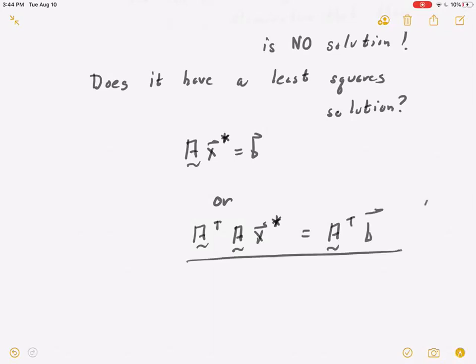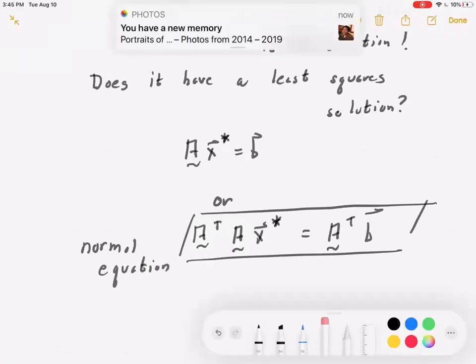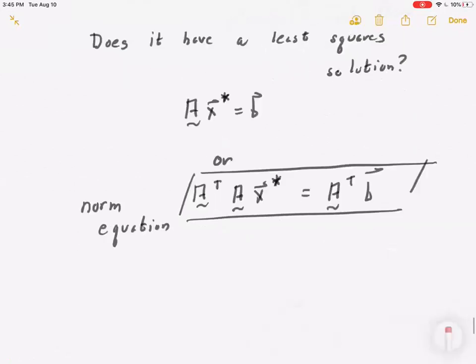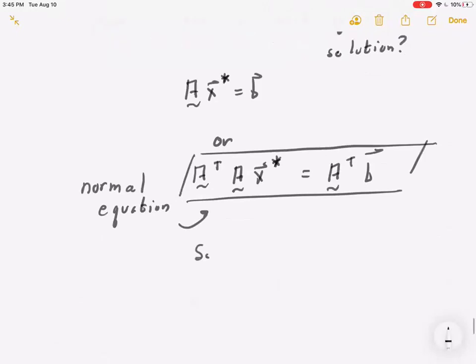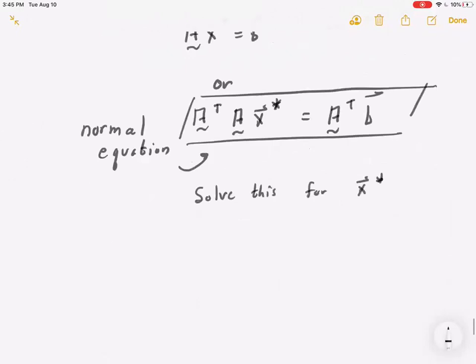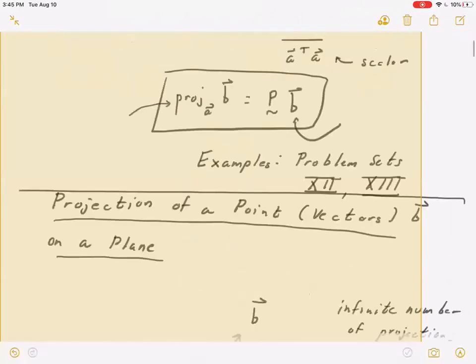Let me put the normal equation in a rectangular box to highlight its importance. This is our normal equation. And so we want to solve this for X asterisk. Okay, so I'm going to set this up and I'm going to leave the details for you.